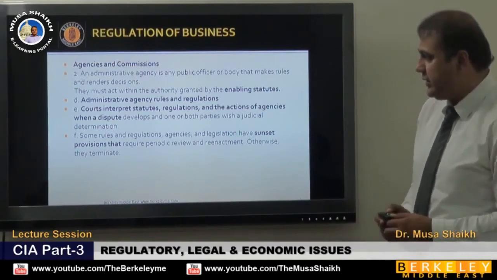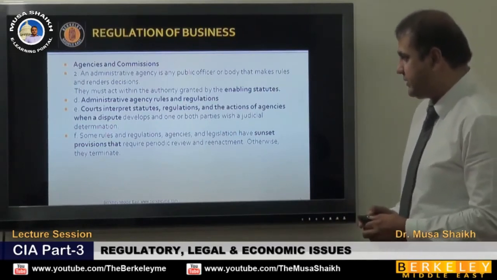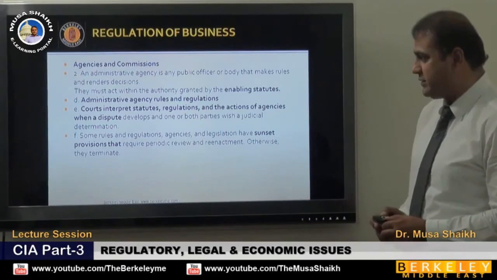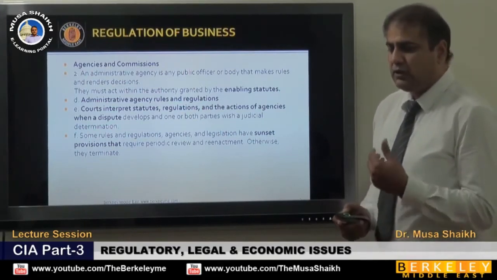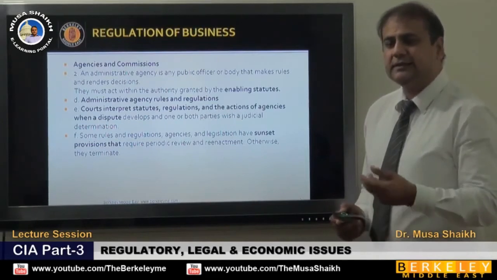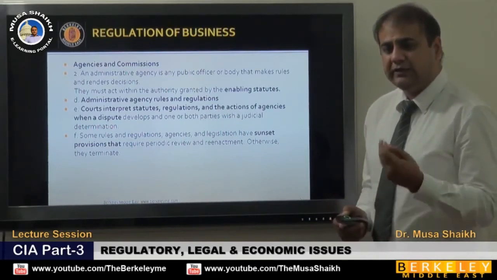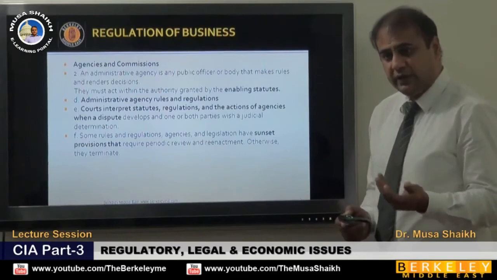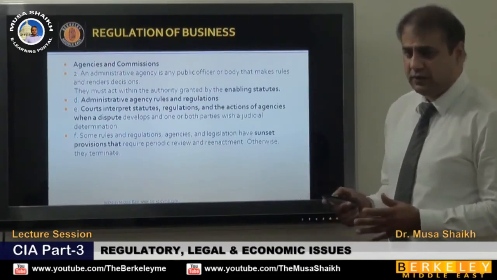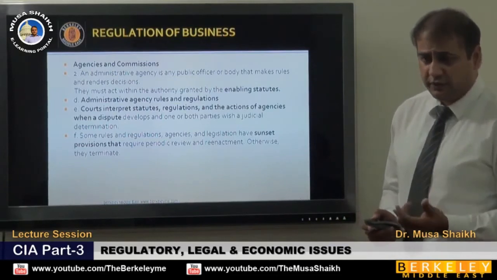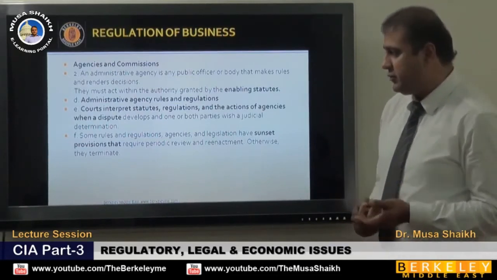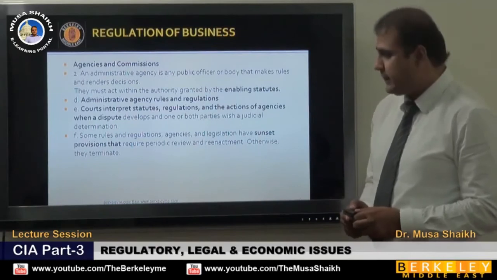Courts interpret statutes, regulations and the actions of agencies when a dispute develops between both parties. It means you may not be satisfied with the latest regulations issued by the Ministry of Health. You are a big pharmaceutical company and you feel it's going to create a problem for you. So you have a right to go to court.